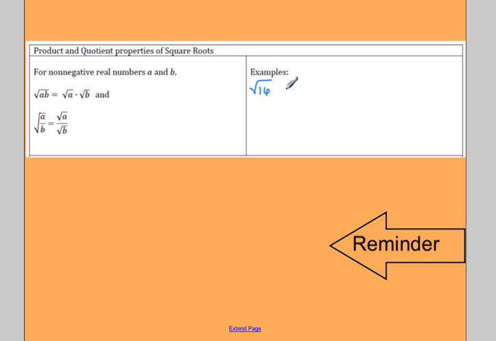Okay, we all know the square root of 16 is 4. But I could think about it this way. The square root of 16 I can write as 4 times 4. And then I can go ahead and break it apart. What is the square root of 4 times the square root of 4? We know the square root of 4 is 2. So I would have 2 times 2, which gives you your answer of 4. So that's how the product property works.